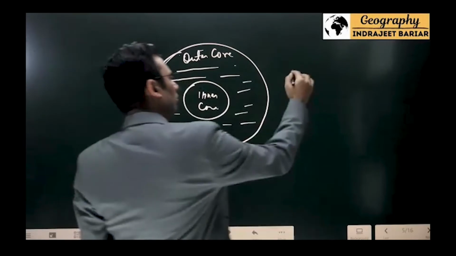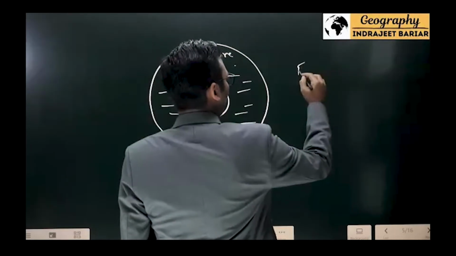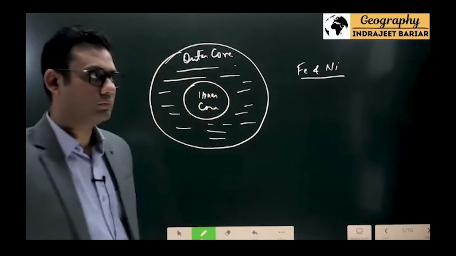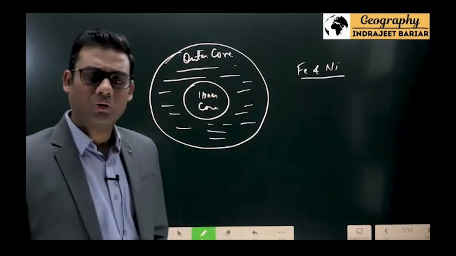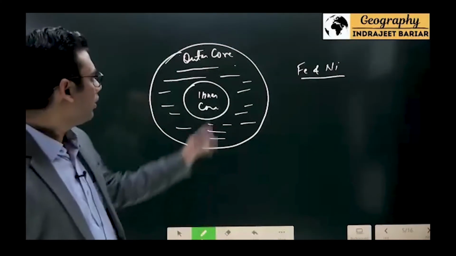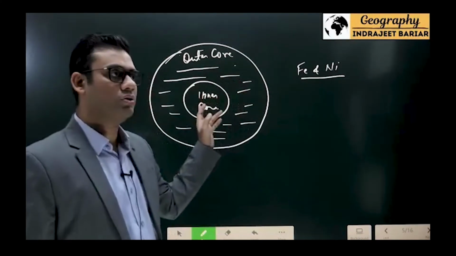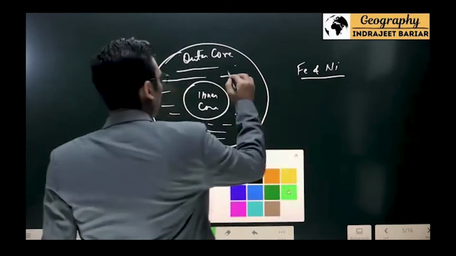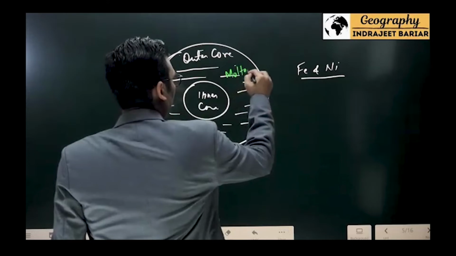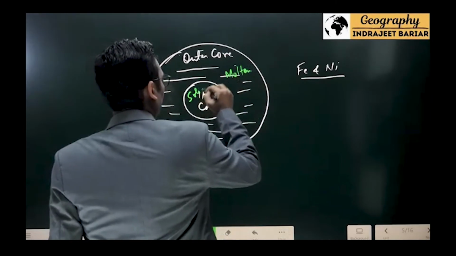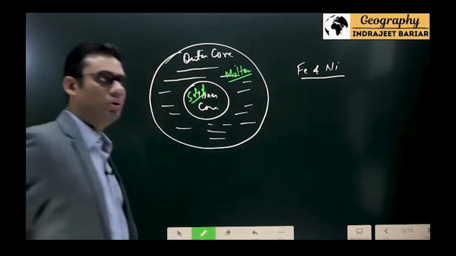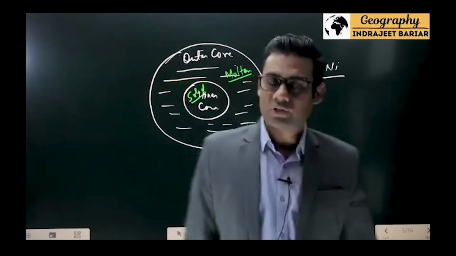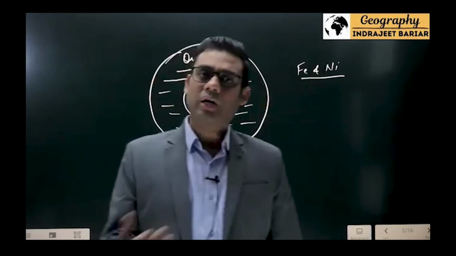The core is mainly made up of iron and nickel, both outer core and inner core. But the difference is that the outer core is in molten form, whereas the inner core is in solid form. Why is it so? Basically, it is because of the relationship or relative strength of temperature and pressure.